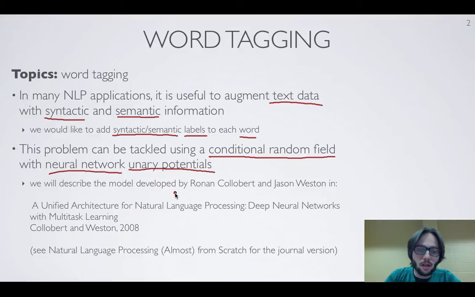What we'll actually describe in the subsequent videos is a model that's a bit more complicated than that. It's a very original model which performs really well. It was designed by Ronan Collobert and Jason Weston in this paper. Before we look at what this model is, we'll first spend some time looking at different word tagging tasks that are popular in the NLP community.